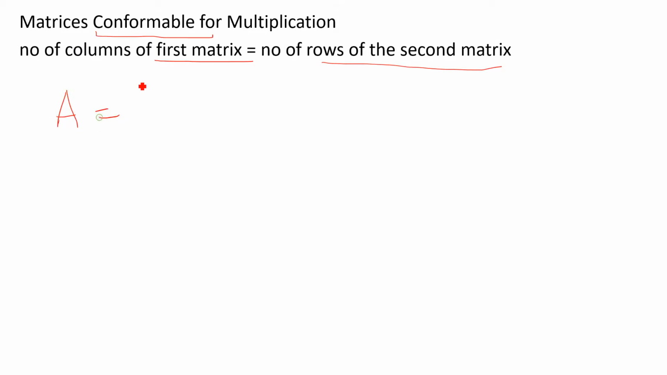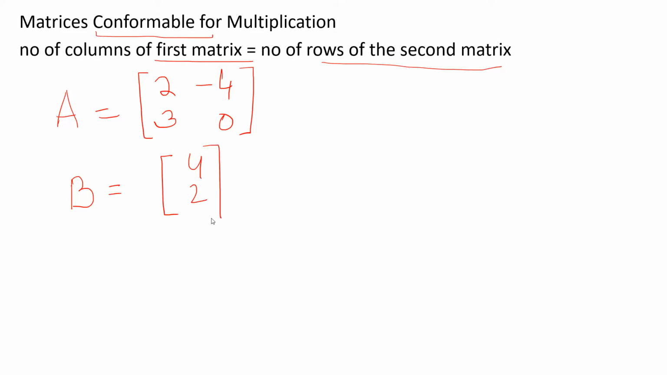Suppose we have one matrix A, and you can write down any elements here. Similarly, we have B, and we can write down any elements like this. Okay, so these are the two matrices, and the question is whether these two matrices are conformable for multiplication or not. So see, the first is if we want to multiply A and B.